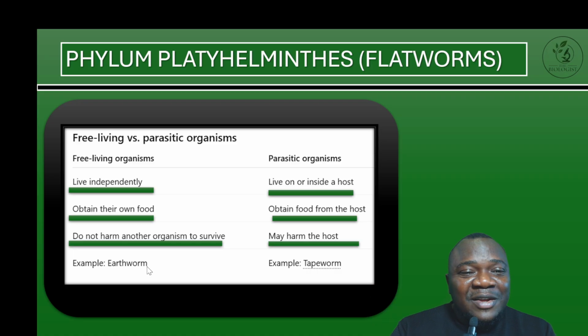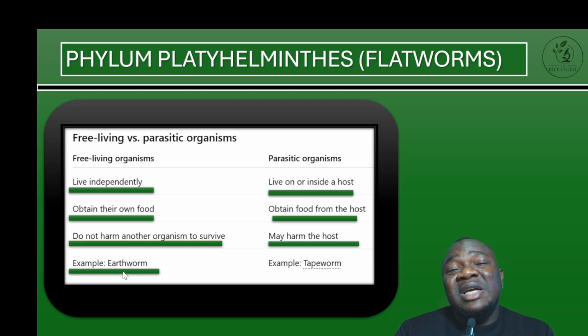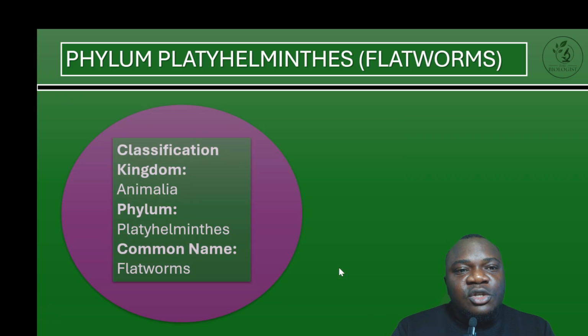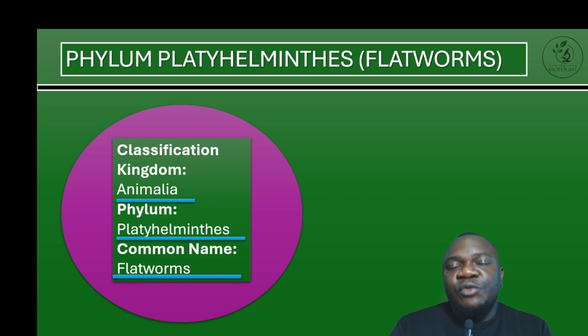Trust me. An example of a free living organism is the earthworm. Earthworm is not a member of Platyhelminthes, it's just an example of a free living organism, so don't confuse it as a member of Platyhelminthes. But a tapeworm is a very good example of Platyhelminthes, and the tapeworm is parasitic. Based on classification, the kingdom is Animalia, then the phylum Platyhelminthes, and the common name is flatworms. It's very important to understand classification when it comes to different species of organisms.